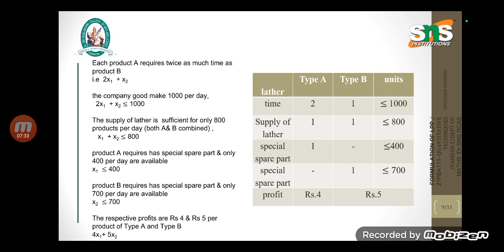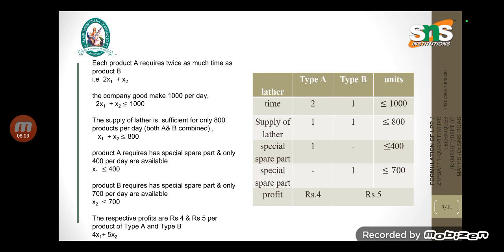Then leather, time, supply of leather, and special spare parts for A and B. Each product A requires twice as much time as product B. Therefore, type A is 2 minutes, type B is 1 minute. Therefore, it is 2x1 plus x2, which is not more than 1000 units. The company could make 1000 per day, so for that purpose we write 2x1 plus x2 less than or equal to 1000.